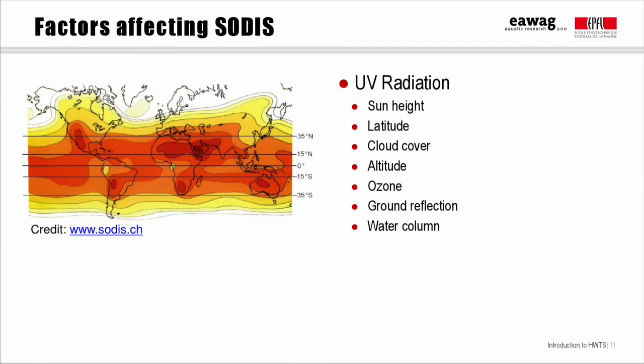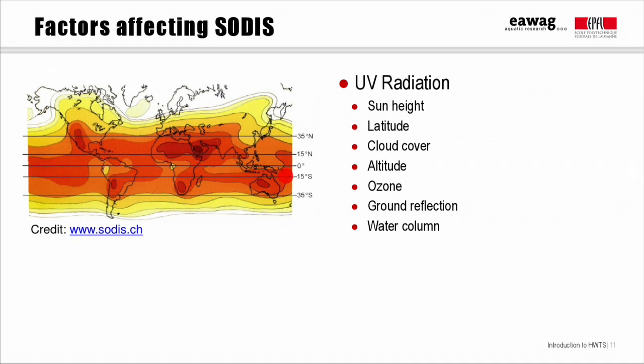There are a number of factors that influence how effective SODIS can be. First, around the radiation itself, the sun height is important, and the higher the sun is, the higher the UV radiation level. And this varies with the time of day, of course, but also the time of year. So the maximum levels occur at noon during the summer. The latitude is also important. Radiation does not fall equally on the Earth, and there are 2 belts from 15 to 35 degrees in the northern hemisphere and in the southern hemisphere, where radiation is at a maximum.